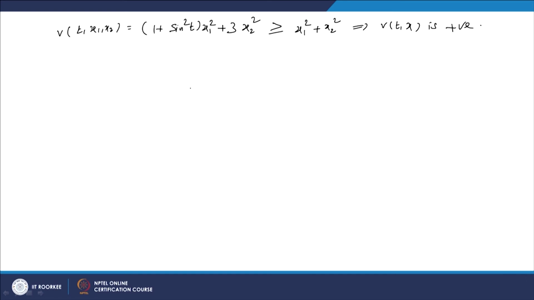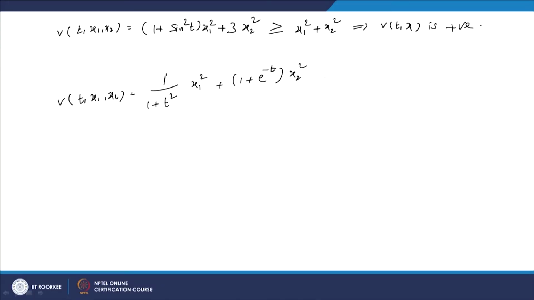Similarly, we can find, let us say, V(t, x1, x2). In the second example, we take V(t, x1, x2) as 1 by 1 plus t squared x1 squared plus, say, 1 plus e to the power minus t x2 squared. If you observe here, it is also positive always, for any value of t and any value of x1, x2. Both of them are positive terms and it is 0 at x1, x2 equal to 0.